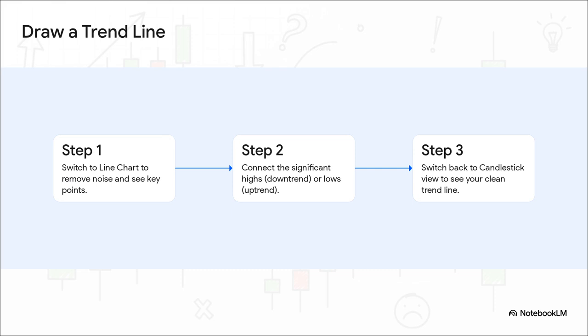First, just switch your chart from candlesticks to a simple line chart for a second. This gets rid of all the noise and makes the real turning points stand out. Then, for an uptrend, you just draw a line connecting the major low points. For a downtrend, you connect the highs. And then you just switch it back to the candlesticks view. And voila, you've got a clean, really accurate trend line.